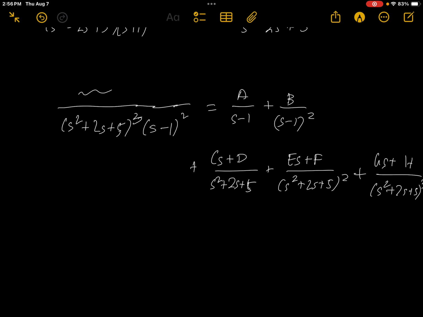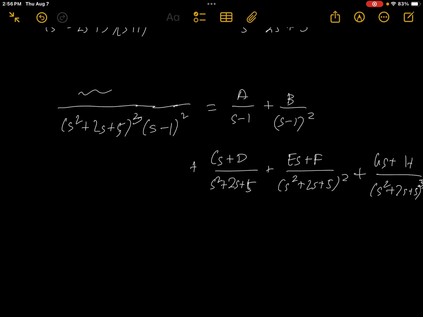So you're going to have 1, 2, 3, 4, 5, 6, 7, 8 constants that you would have to solve for, because that's a cube here. You're going to have 8 constants to solve for. So it's messy, but this is the general form it's going to have.